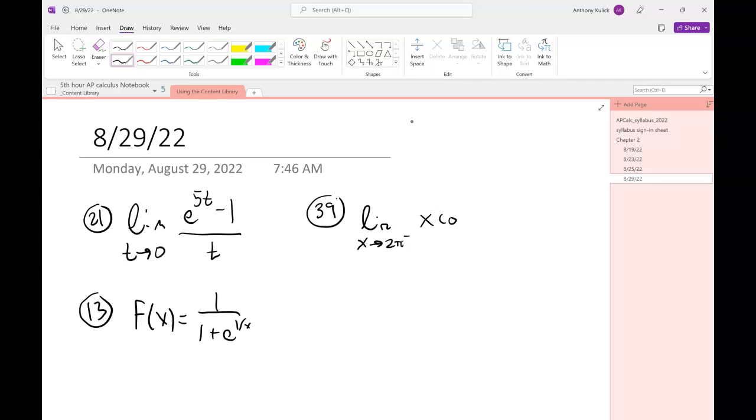X times cosecant. Oh, sorry. Okay. That's what we're doing? Okay, does it give any directions as to how they'd like this to be done?